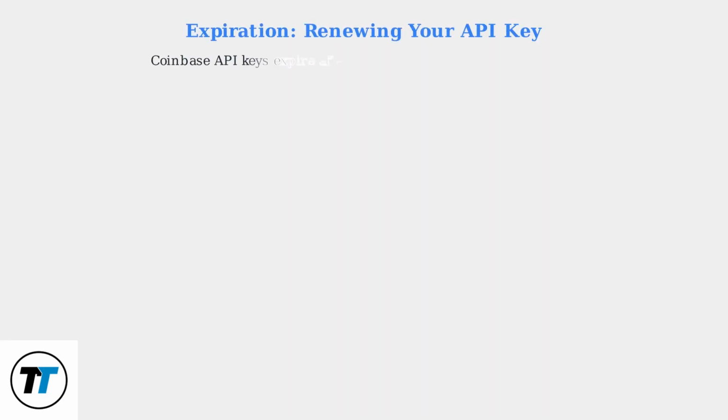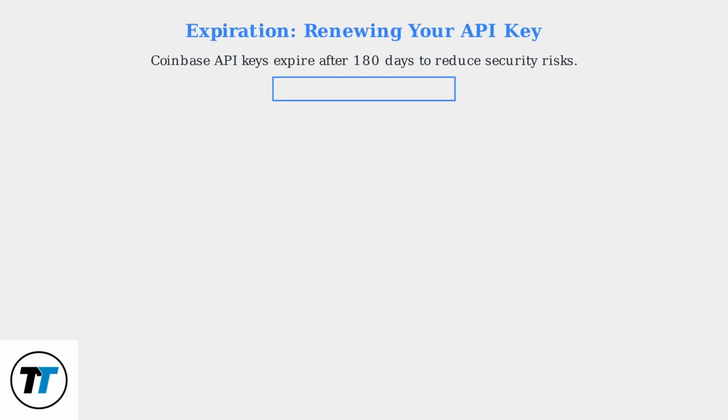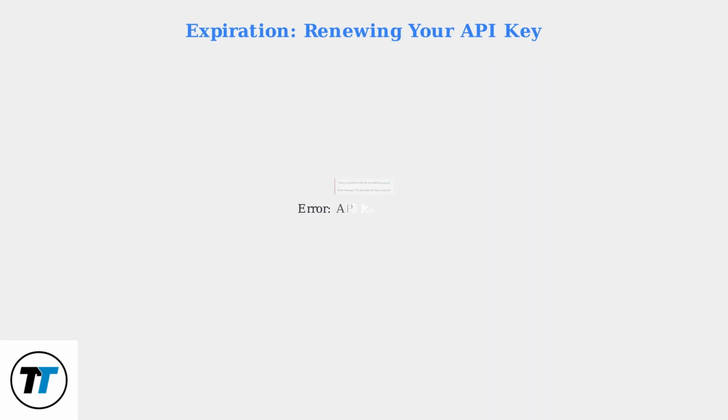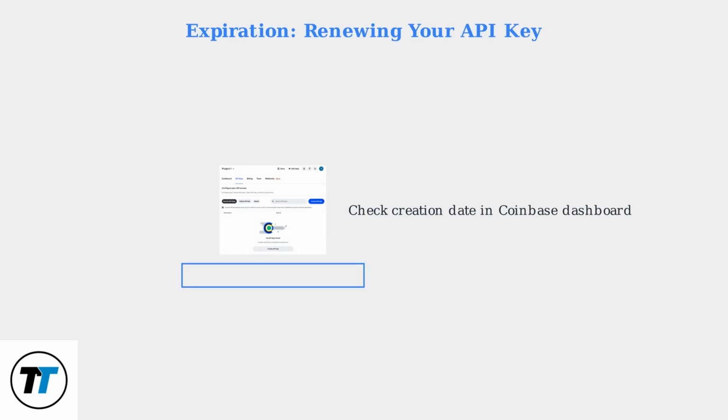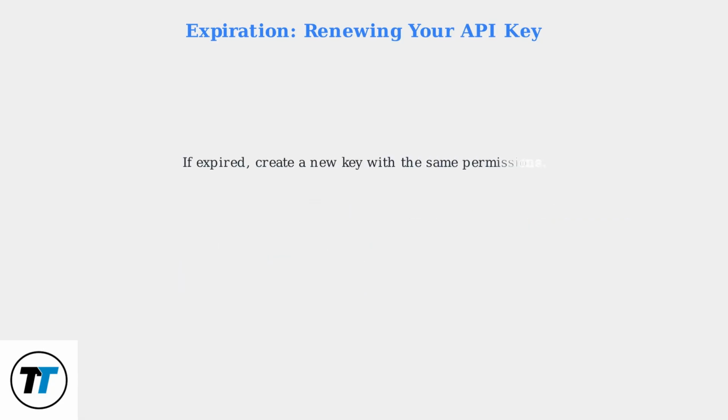Coinbase API keys now expire after 180 days by default to reduce long-term security exposure. When a key expires, you'll see an error message like this indicating the key is no longer valid. To check if your key is expired, go to the API Keys section in your Coinbase dashboard and review the creation date. If your key has expired, you'll need to create a new one in the dashboard, ensuring it has the same permissions as before.